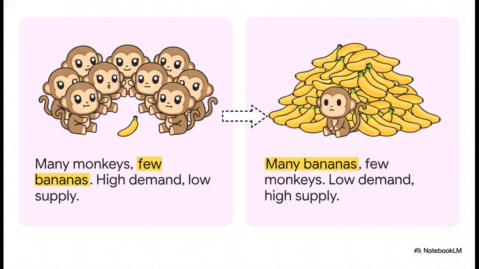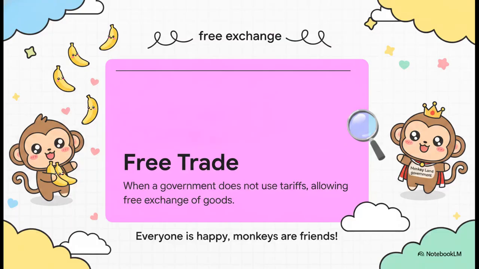Monkeyland needs bananas, Banana Land has plenty to sell. When Monkeyland buys those bananas, that's importing. When Banana Land sells them, that's exporting. It's like puzzle pieces snapping together perfectly. And when the Monkeyland government just steps back and doesn't use any tariffs, boom, we get free trade. Monkeys can buy cheap bananas completely freely, Banana Land monkeys make money, Monkeyland monkeys get cheap food. Everybody wins. Monkeys are friends, the ecosystem thrives, and life is just good. Well, at least until bureaucracy decides to step in.